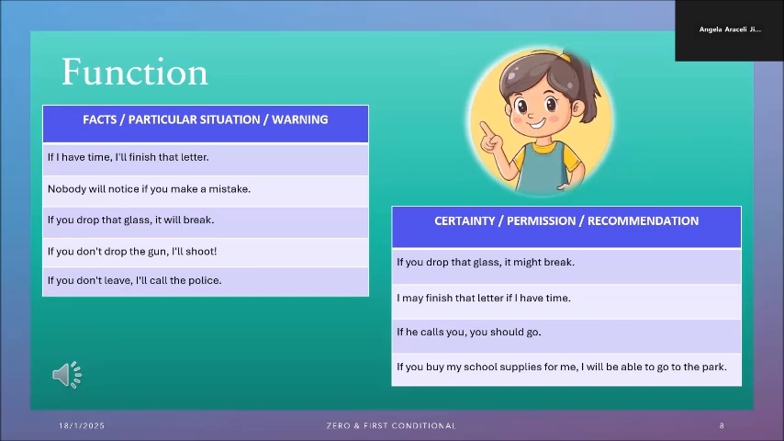In the first conditional sentences, you can also use modals in the main clause instead of the future tense to express the degree of certainty, permission, or a recommendation about the outcome. For example, if you drop that glass, it might break. I may finish that letter if I have time. If he calls you, you should go. If you buy my school supplies for me, I will be able to go to the park.